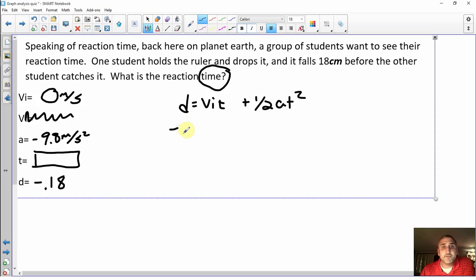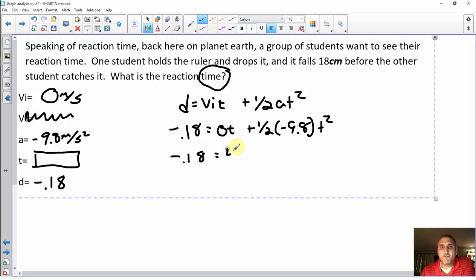And I'm going to plug stuff in: negative 0.18 equals 0t, which we don't care about anyway, plus 1/2 negative 9.8 t squared. Negative 0.18 equals, let's see, half of negative 9.8, that's negative 4.9 t squared. And then what we can do is start getting through some algebra. Our next step is going to be divide both sides by negative 4.9. And that's very interesting, we have a pair of negatives, so that's going to go away.